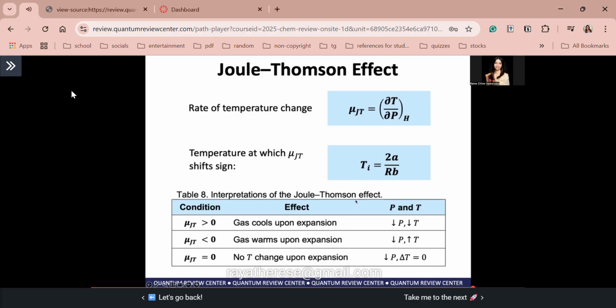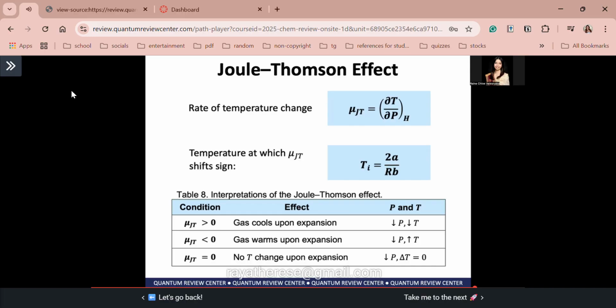Now, table 8 in your manual shows the interpretations of the Joule-Thomson effect. Basically, guys, if your Joule-Thomson coefficient is greater than 0, then the gas cools upon expansion. When it expands, the gas cools, and you have lower pressure and lower temperature. Whereas if your mu JT is less than 0, then the gas warms upon expansion. Consequently, lower pressure means higher temperature.